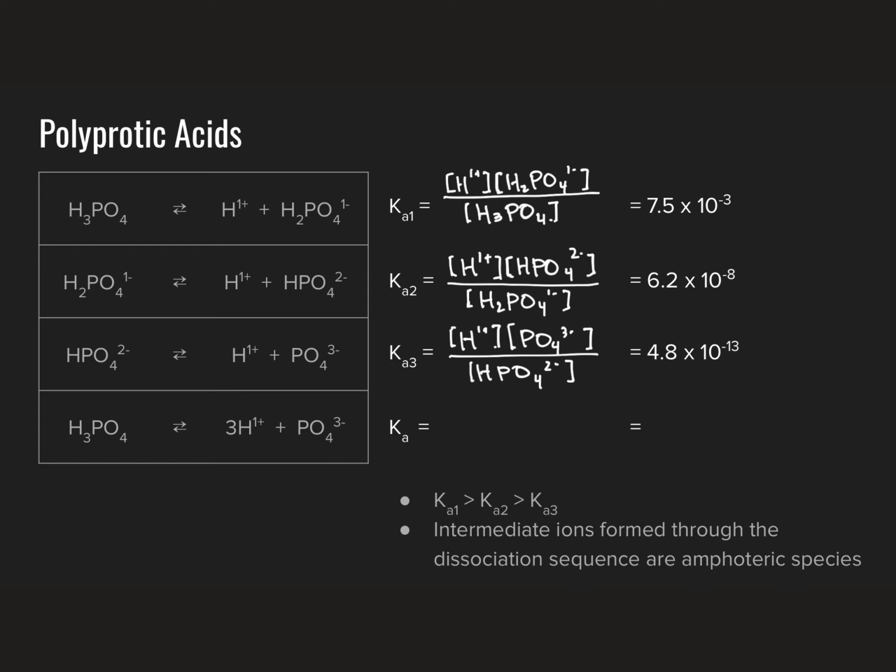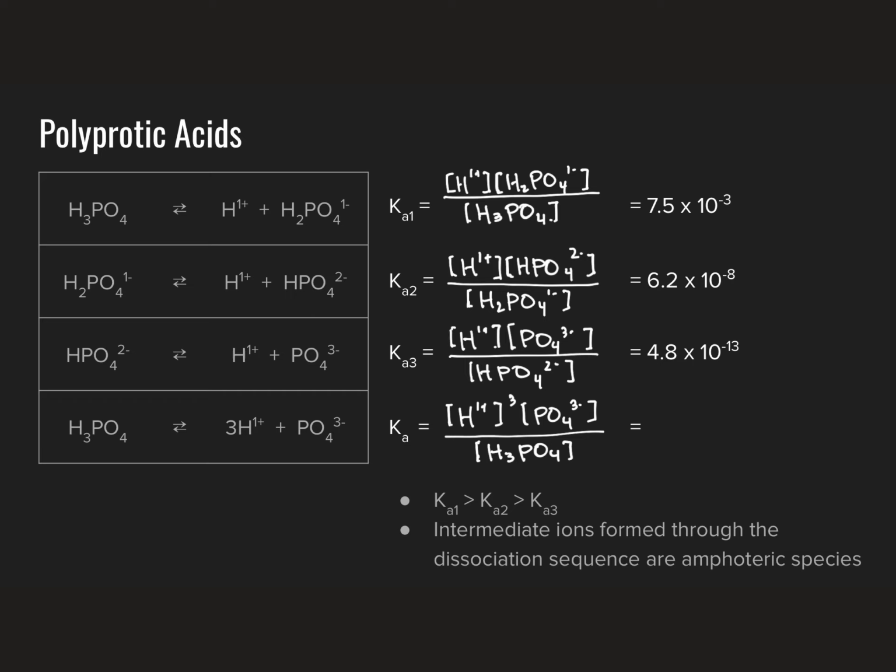Now, something I'd like you to note here is for the overall reaction, that is the dissociation of the species H3PO4, we could write an overall K for that expression, which would be equal to the concentration of hydrogen ion, now raised to the third power, again because we're losing all 3 protons in the overall reaction, times the concentration of the polyatomic phosphate PO4 3-, divided by the molecular acid concentration H3PO4.